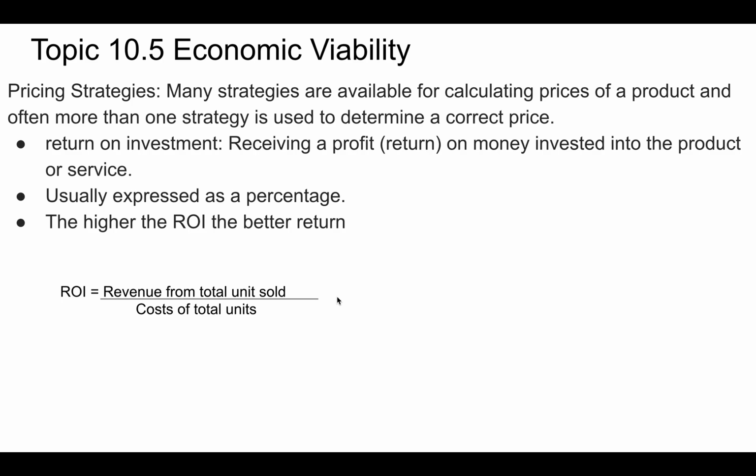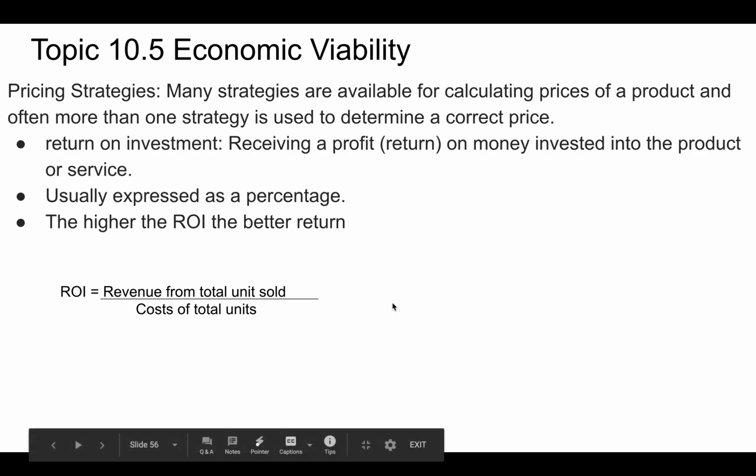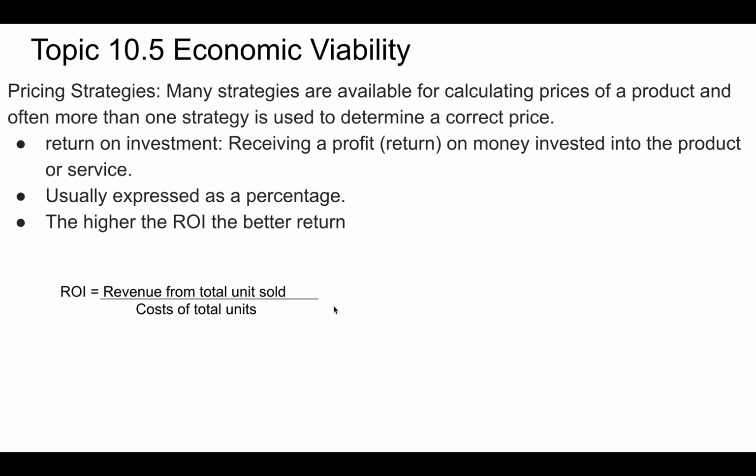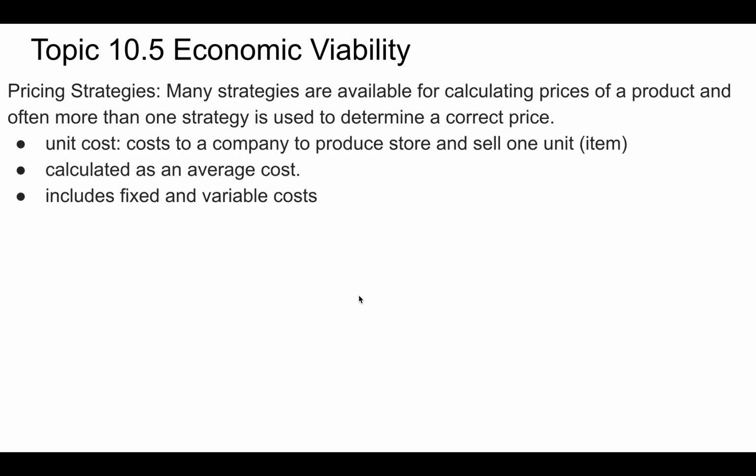If the number is greater than 1, then you've made money. If it's 1, then you're at the break-even point. If it's less than 1, then you've lost money. Then you would express this as an ROI, as a percentage. For instance, if your ROI was 50%, then you have lost half the money that you invested. If your ROI is 200%, then you've doubled your money. So that's what ROI, return on investment, is: it's basically a division problem expressed as a percentage.